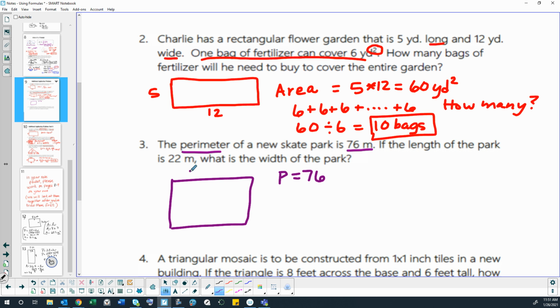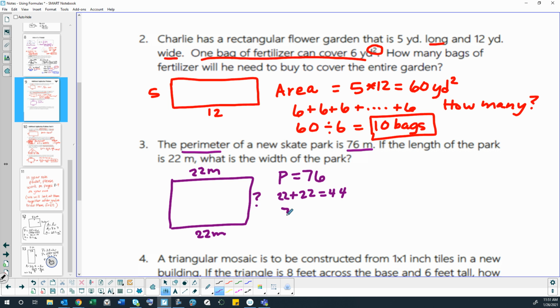We happen to know that the length of the skate park is 22 meters, but we want to know how wide it is. What do we know about a rectangle? If this side is 22 meters, do we happen to know what the other side of the rectangle will be? You guys listening? Yes? Wouldn't it also be 22 meters? Because a rectangle is the same on each side. So if I have 22 and 22, that gives me 44.